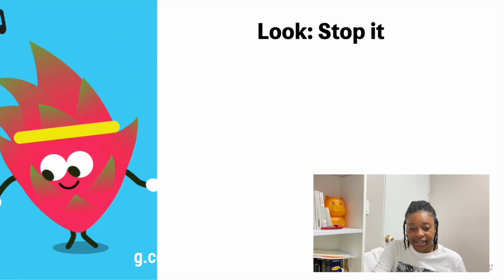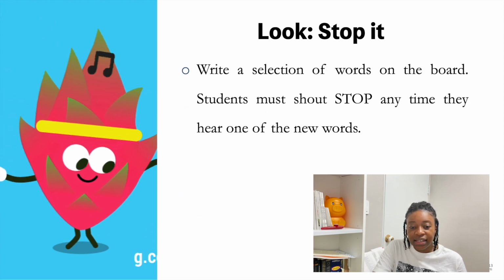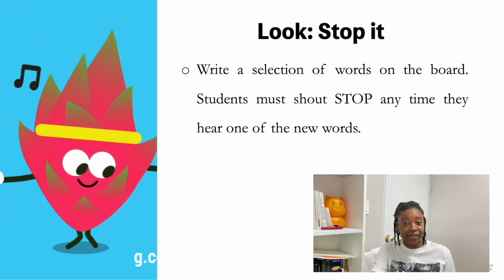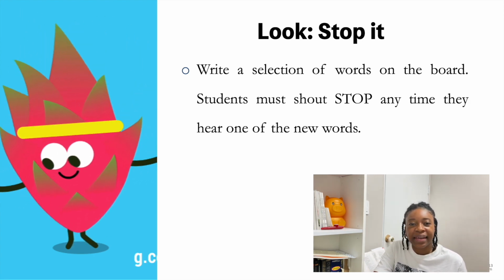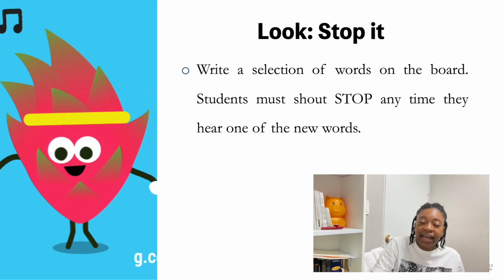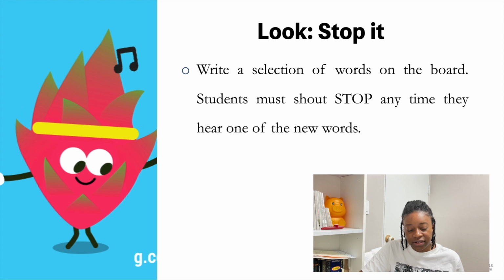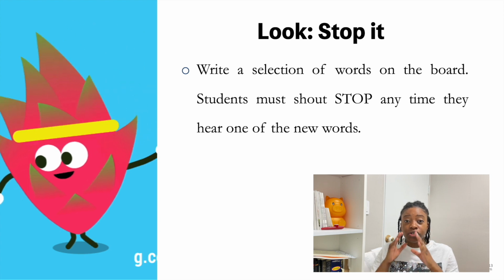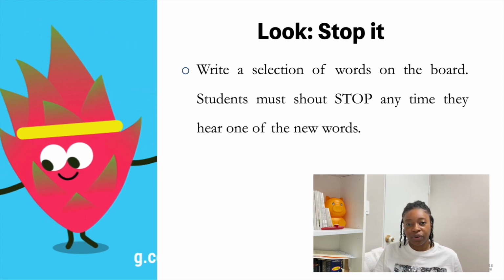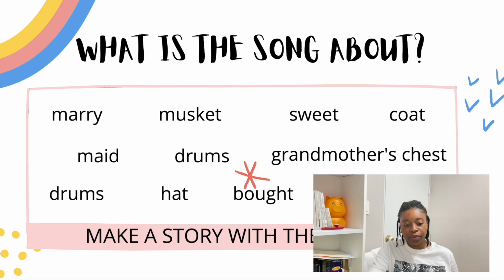Okay, so that's highlighted. Next activity is after the students have learned about the song, or after the students have learned about the words. A really good activity that you can do with them is stop it. And stop it is really simple. Again, write a selection of the words from the song on the board, as we did earlier. And then students must shout stop anytime they hear one of those words that has been mentioned. So earlier I had on the board marry, musket, sweet, coat, maid, dreams, grandmother's chest, drums, hat, boat, tie. Anytime the kids hear one of these words, they need to shout stop, and you stop it.